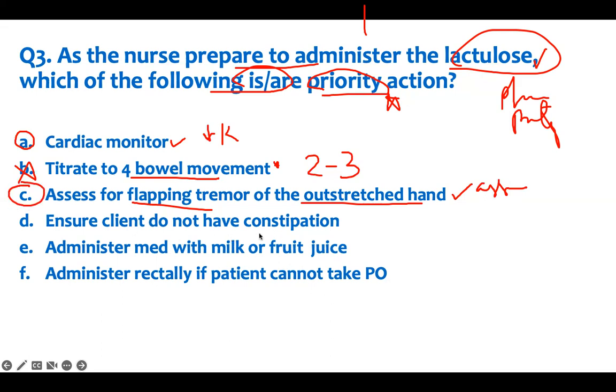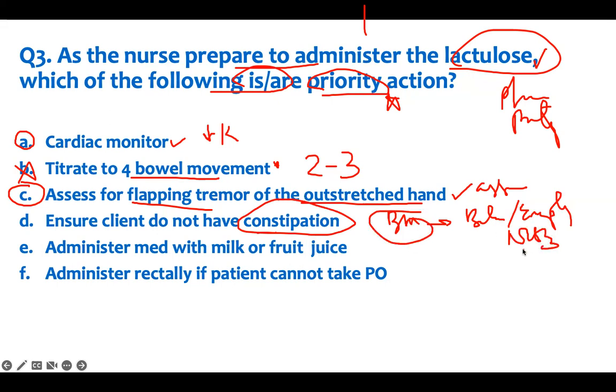Ensure the client does not have constipation. Yes, the client is going to have bowel movements to clear the ammonia that is causing the encephalopathy. Once again, the lactulose will cause them to have bowel movements to clear the ammonia. Therefore, if they have constipation, it's a priority. So you have to make sure they have no constipation. That is a contraindication for giving lactulose.